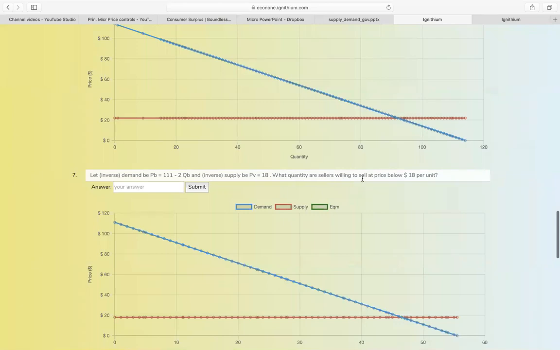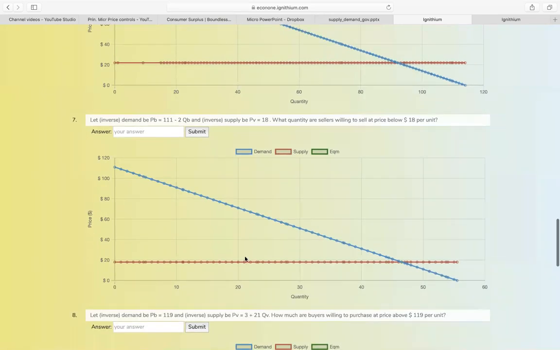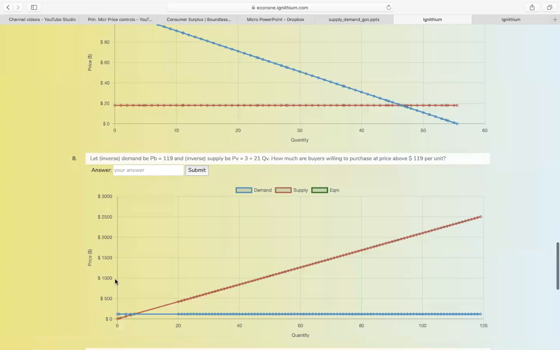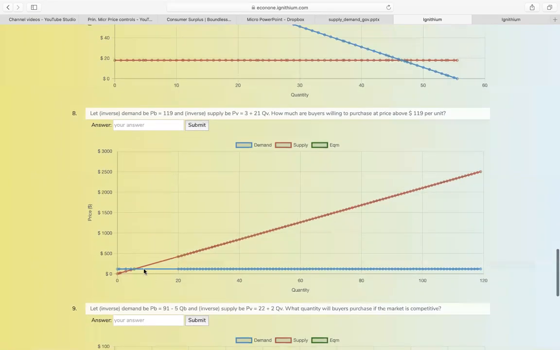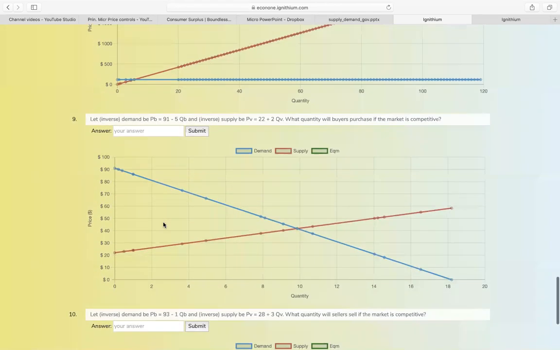What are sellers willing to sell at a price below $18 per unit? This one is kind of tricky, right? Because I kind of answered that for you before, so I'll just leave it and let you figure it out. And this one says, how much are buyers willing to purchase at a price above $19 per unit? This is, again, the maximum amount that buyers would pay. So you can answer that question.